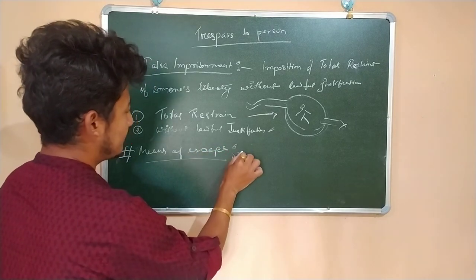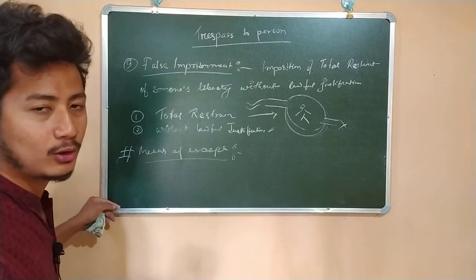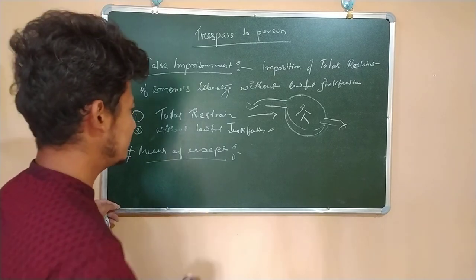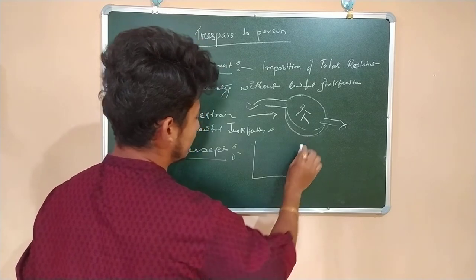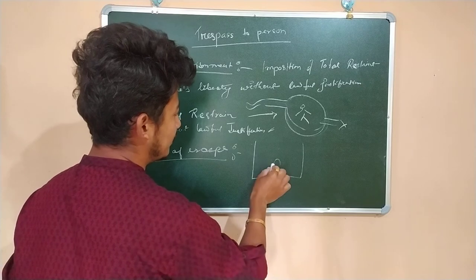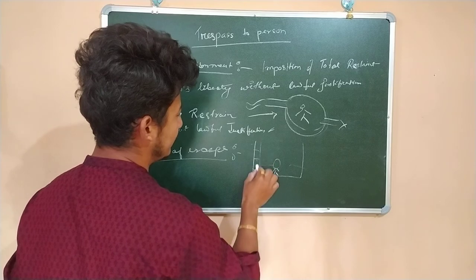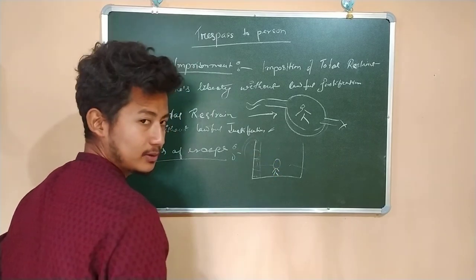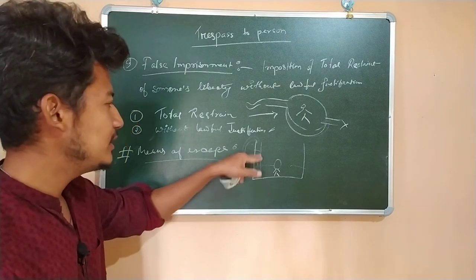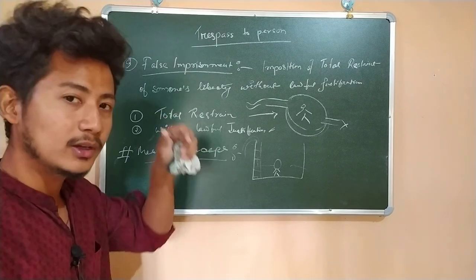When the person who is being restrained totally has the option to escape from there, let's suppose this is a well, and a person is kept here. He cannot go this side, but there is a ladder where he can climb and jump away from here. There is a ladder, but still he did not opt for it. In that case, he has the means of escape, but he did not use it. So you cannot say that it is a total restraint.